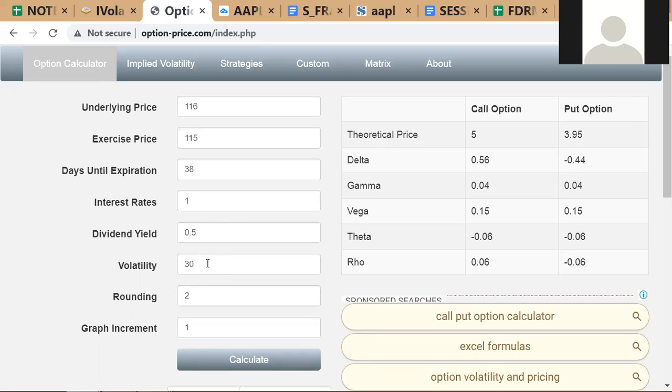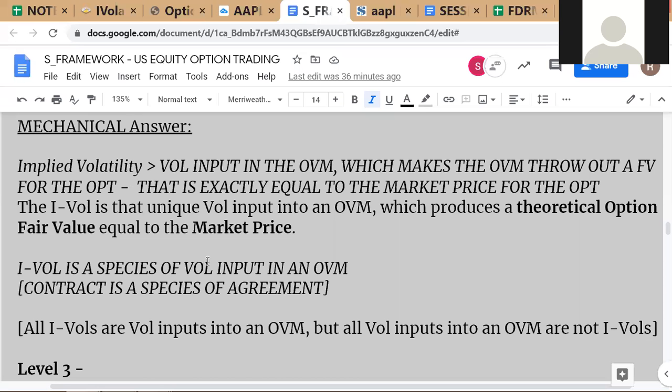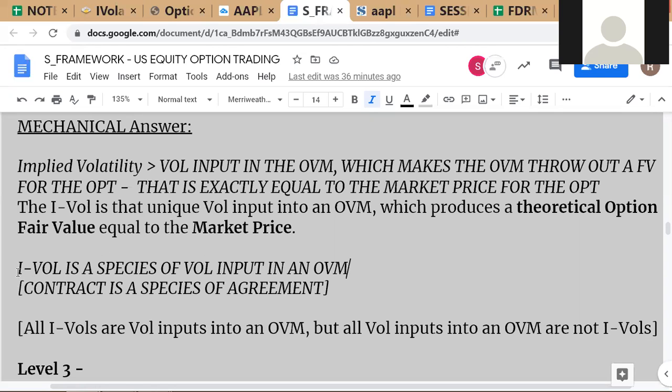So that's why I-Vol, the sentence is complicated, but it is required for you to understand it, because it will cement your understanding of I-Vol as given in the second definition, the mechanical answer of I-Vol. This is also connecting to your use of the language, and connecting back to your contracts class and understanding sets and subsets.